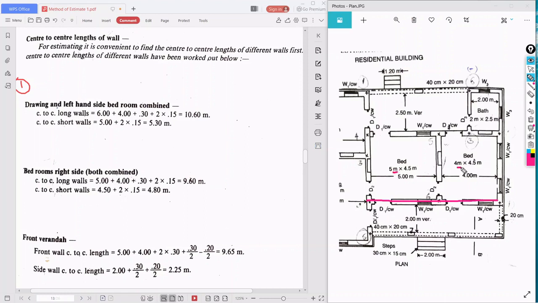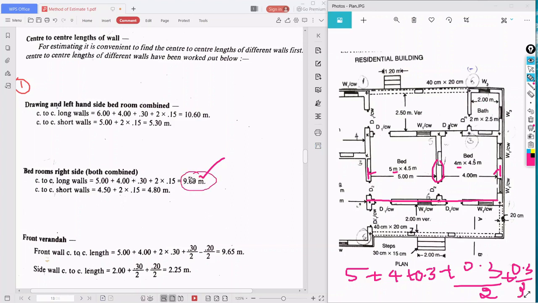What is the length? 5 plus 4 plus 0.3. Here I want half, here also I want half. So 0.3 by 2 plus 0.3 by 2. So 5 plus 4 is 9, 9.3, 9.6. So 9.6 is verified, the distance of center to center long wall of the bedroom.